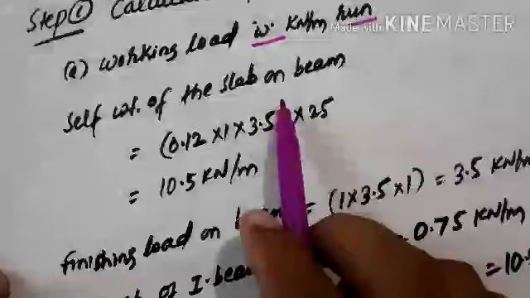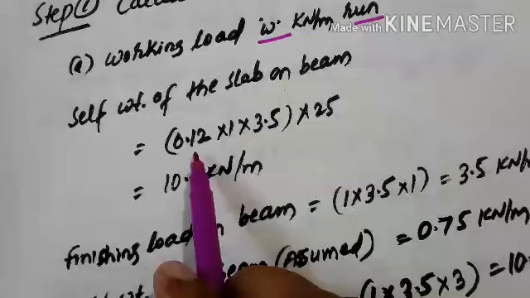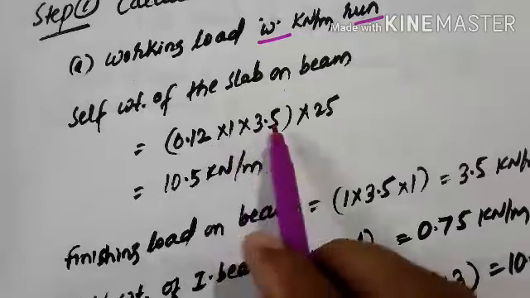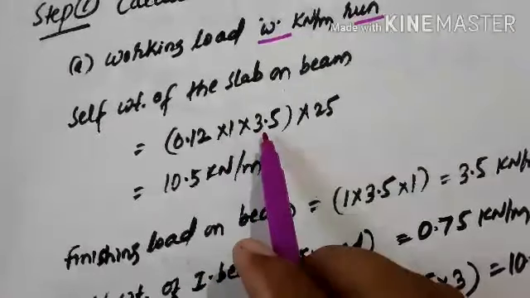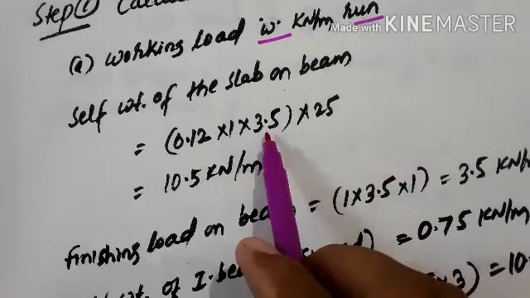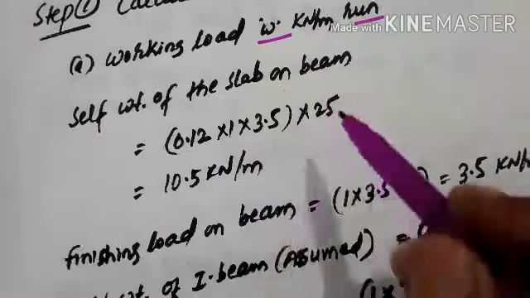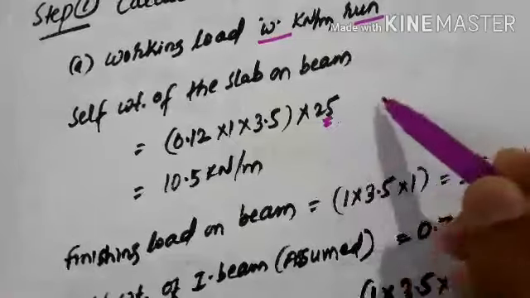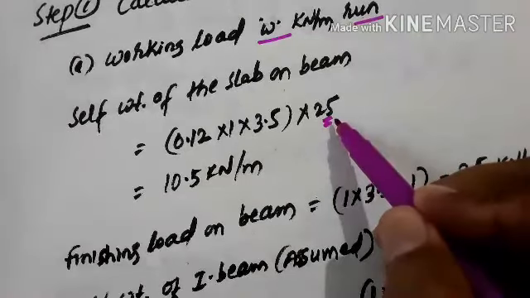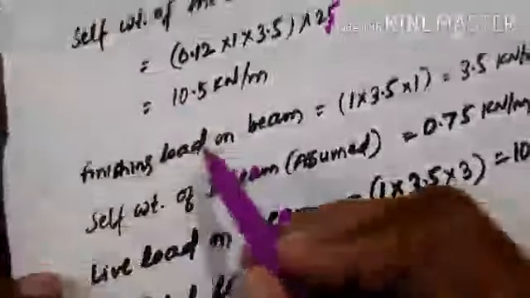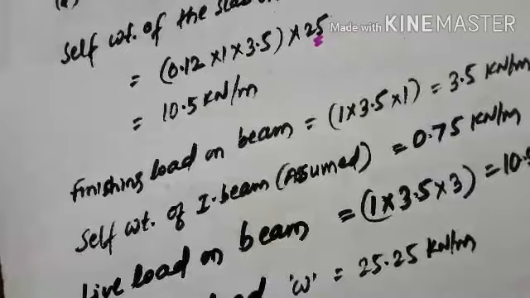Then the self weight of the slab on the beam. The thickness of the slab is given, that is 120 millimeter, that is 0.12, multiplied by 1 meter, since we are calculating per meter, into 3.5, the spacing, into 25, which is the density of the slab, that is the RCC. Then we get the load as 10.5 kilonewton per meter. This is the self weight of the slab.